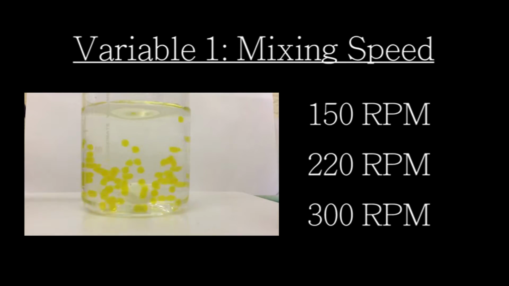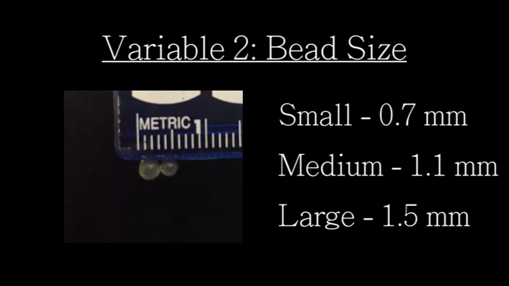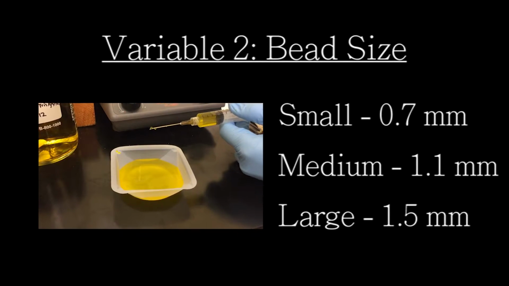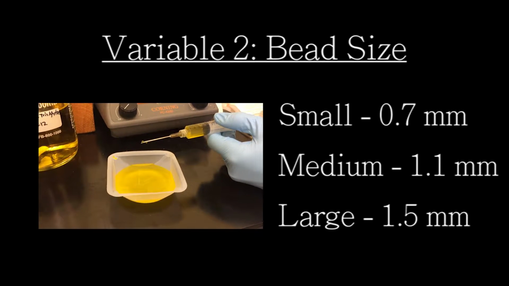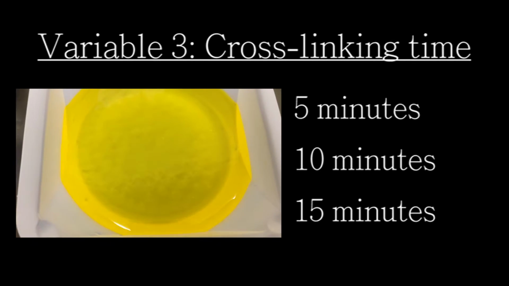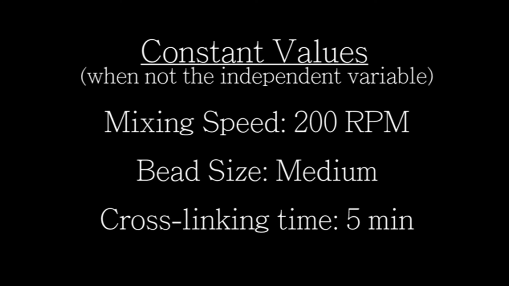The mixing speeds tested were 150, 220, and 300 RPM. The bead sizes were small, medium, and large, which were determined by the needle sizes available. The small beads were made with 0.7 mm diameter needles, the medium with 1.1 mm, and the large with 1.5 mm. Lastly, the cross-linking time was varied as 5 minutes, 10 minutes, and 15 minutes. Mixing speed, bead size, and cross-linking time were held constant at 200 RPM, medium-sized beads, and 5 minutes respectively, when they were not the variable being tested.